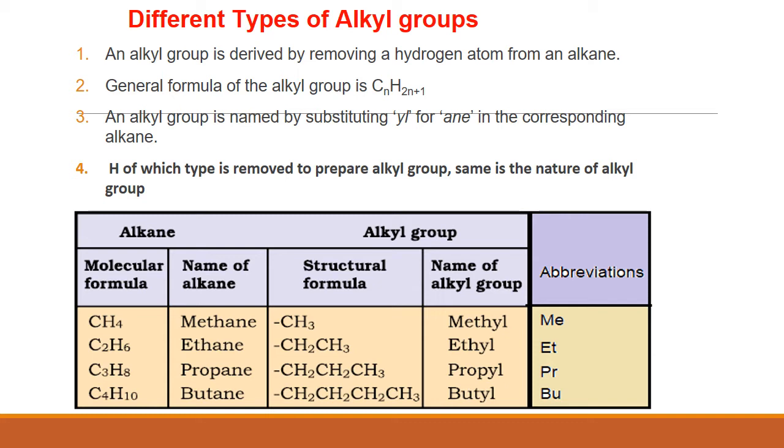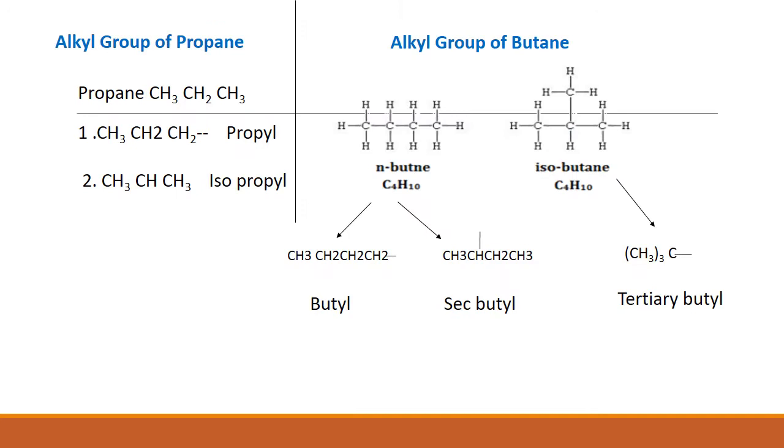Et is the abbreviation. C3H8 is propane. If one H is removed, it is propyl, CH3CH2CH2 with a dash, and to the dash, any atom other than hydrogen can be added. Butane gives the alkyl group butyl. Now we can find out the nature of the alkyl groups prepared from different alkanes.